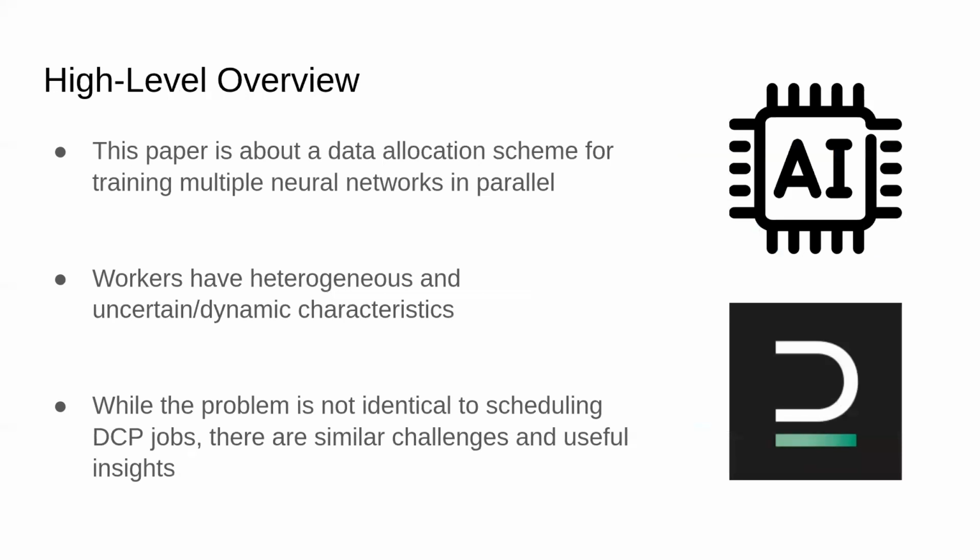A high-level overview of this paper is that it's about a data allocation scheme for training multiple neural networks in parallel. And workers in this scheme have heterogeneous characteristics. So the workers have different capabilities from one another, and their capabilities are uncertain and change over the duration of the training regime. While this problem is not identical to scheduling in DCP, there are some really similar challenges, including this uncertainty, and some useful insights, I think.